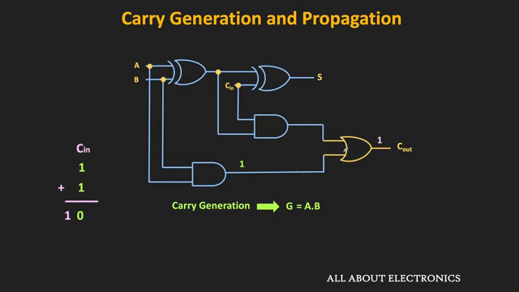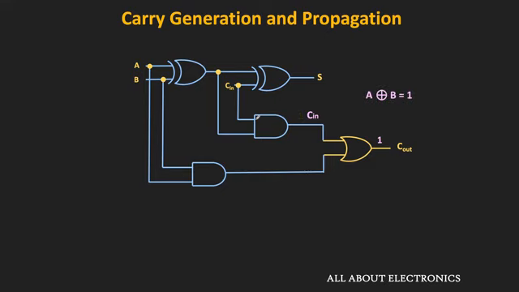Similarly, now let us see the next AND gate. The inputs to this AND gate are A XOR B and Cin, where Cin is the input carry from the previous stage. The output of this AND gate will be 1 when both inputs Cin and A XOR B are 1. In other words, when we have a carry from the previous stage, it will propagate to the next stage only when A XOR B is equal to 1. If A XOR B is equal to 0, then this input carry won't propagate to the next stage.